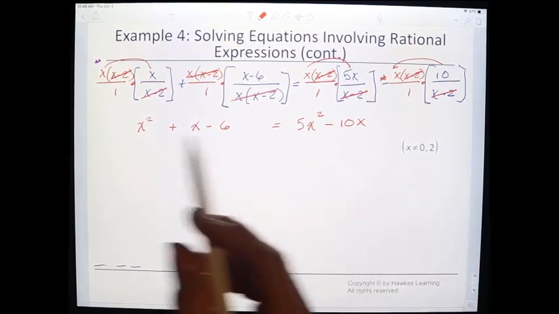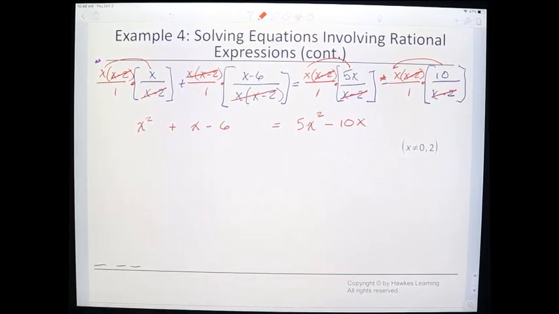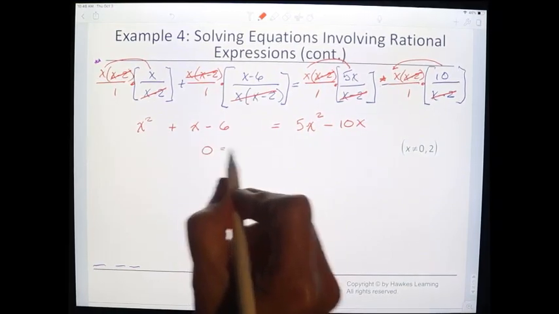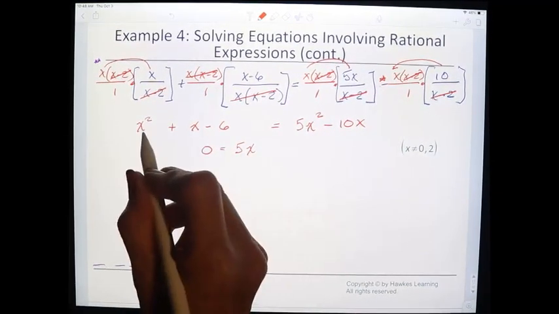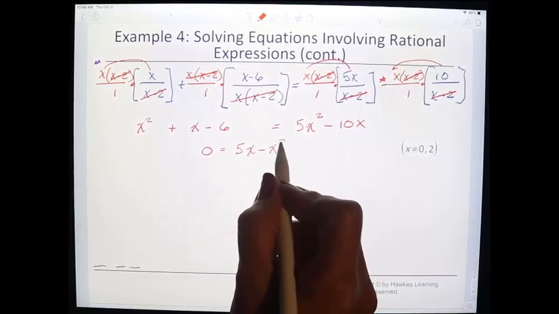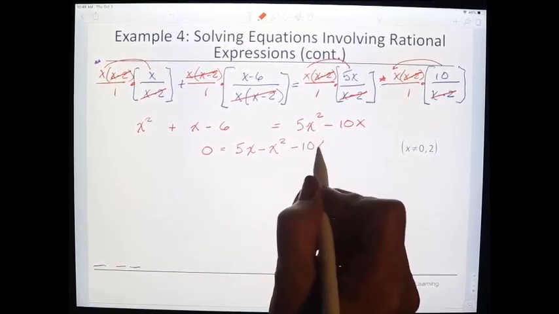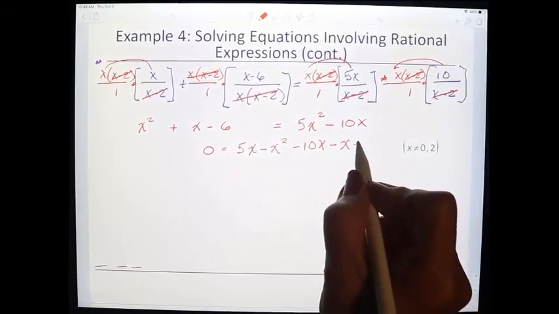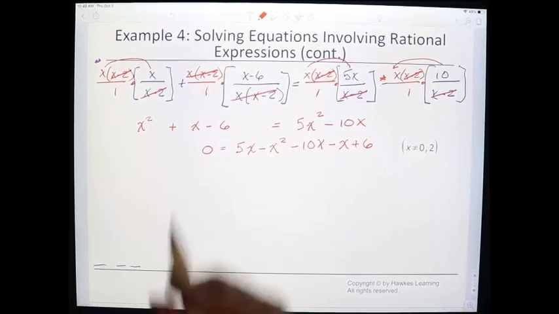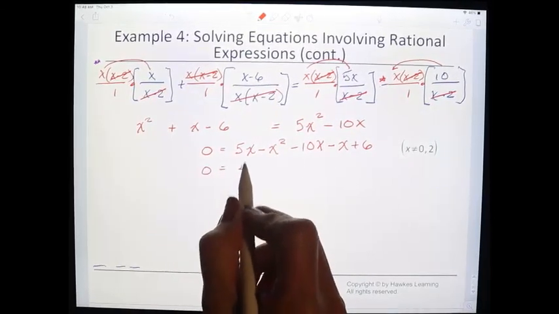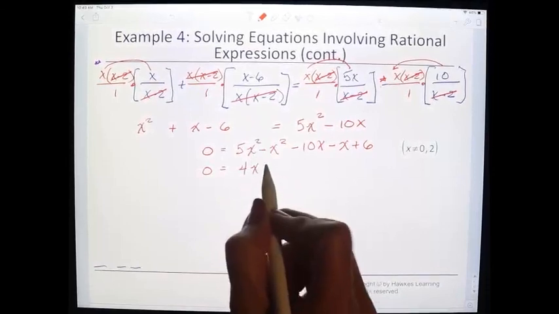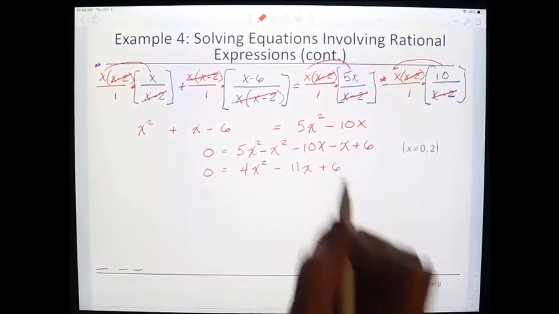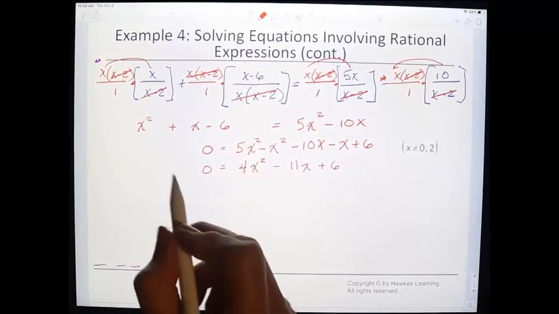This is a second degree equation, so I'm going to drag all of my terms to the right. I want a 0 over here on this side, so I'm going to have a 5x squared. This is going to become a minus x squared. I have a minus 10x over there, and this is going to become a minus x. And then when I add 6 to both sides, that's going to become a positive 6. All right, I think I have that right.